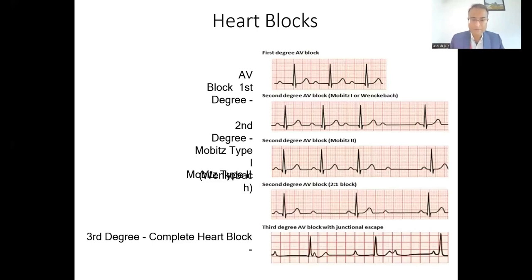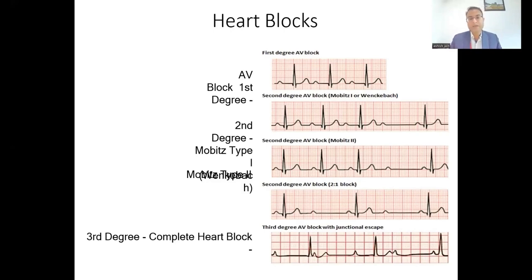In the last, we should talk about the blocks. Blocks depend upon the PR interval. It is of 3 types, type 1, 2 and 3. The first degree AV block is characterized by a long PR interval of more than 0.20 seconds.